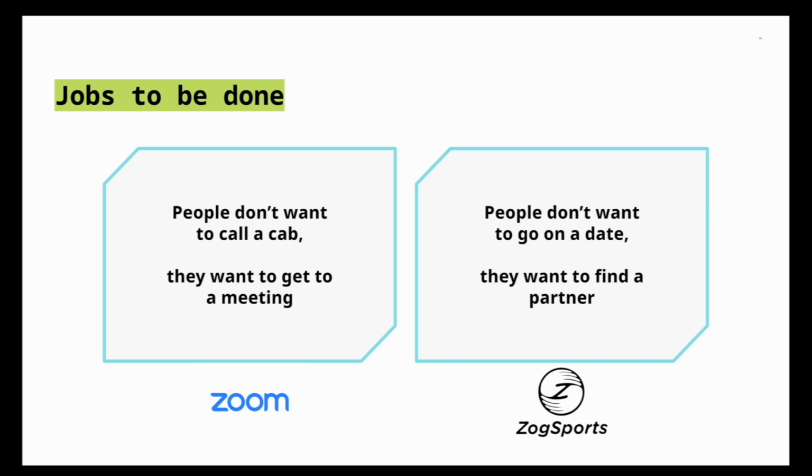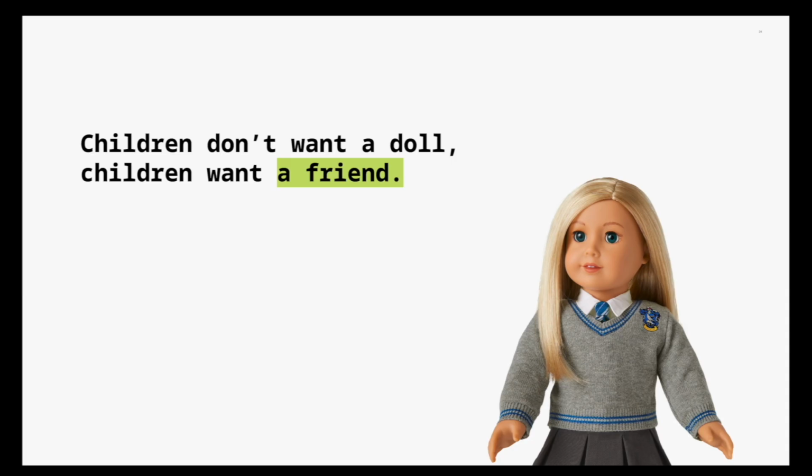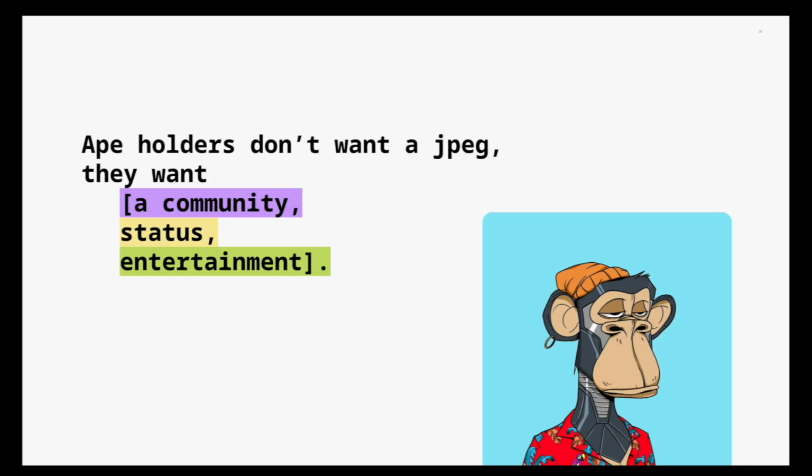So really answering the job to be done will help you think about the alternatives to your product, even if they don't seem like they're doing exactly the same thing. I'll give you an example of a product that I never used, but my sisters did. And that did a great job of answering the job to be done. Children don't want a doll, they want a friend. Ape holders don't want a picture of a monkey. They want a community. They want status. They want entertainment. And you need to build your product in a way that solves this problem in their life, and not the problem of how do you give them a picture, but the question of how do you keep them entertained or make them feel part of a community.